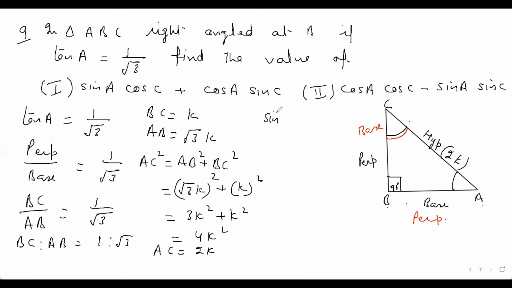Sin A. Sin A is perpendicular upon hypotenuse. What is perpendicular? Now BC is equal to K and AB is equal to root 3K.